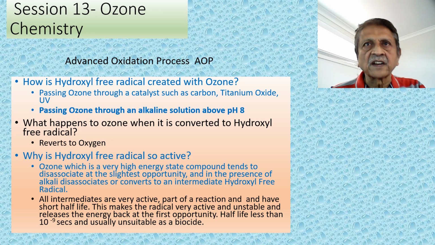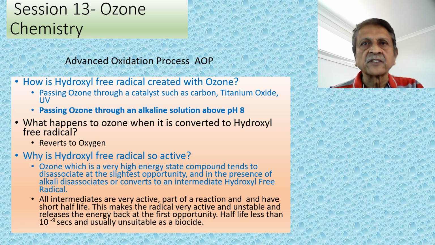How is hydroxide free radical created with ozone? Well, we can pass ozone through a catalyst such as carbon, activated carbon, or titanium dioxide or UV. You also can pass ozone through an alkaline solution above pH 8. And what happens to ozone when it is converted to hydroxide free radical? Well, it eventually reverts to oxygen.